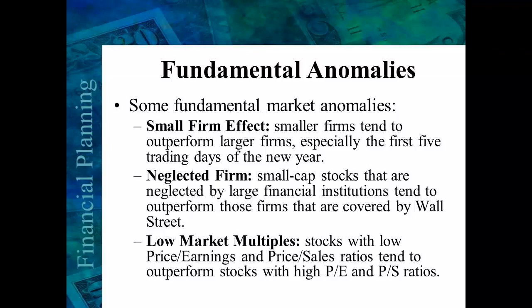Some fundamental market anomalies are the small firm effect. Smaller firms tend to outperform larger firms, especially the first 5 trading days of the new year. Neglected firms. Small cap stocks that are neglected by large financial institutions tend to outperform those firms that are covered by Wall Street. Low market multiples. Stocks with low price-to-earnings and price-to-sales ratios tend to outperform stocks with high PE and PS ratios.